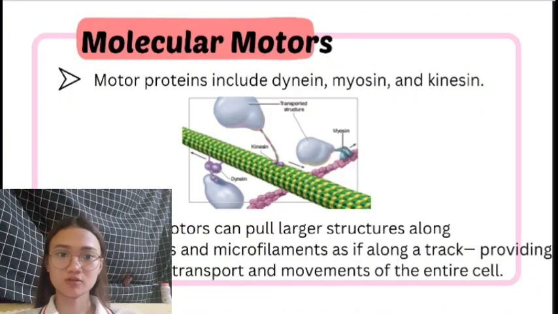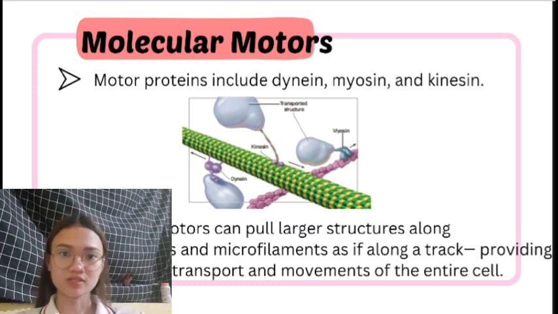So, next we have the molecular motors. Motor proteins include dynein, myosin, and kinesin. So, molecular motors can pull larger structures along microtubules and microfilaments as if along a track, providing intracellular transport and movement of the entire cell.